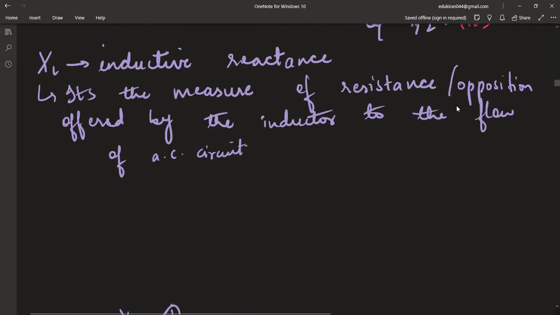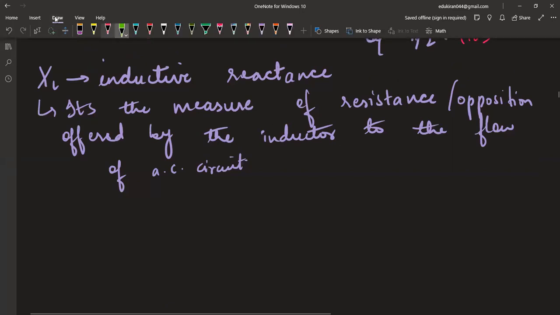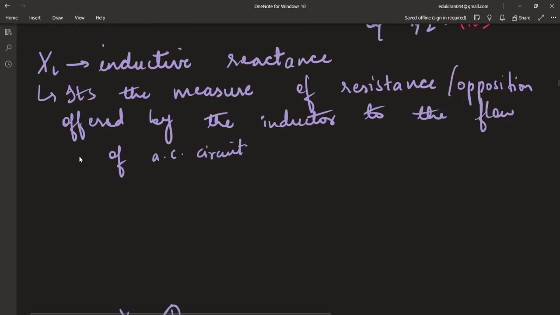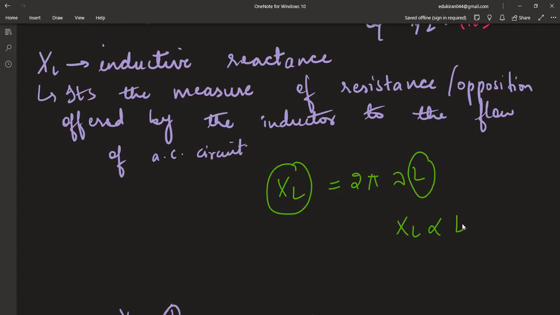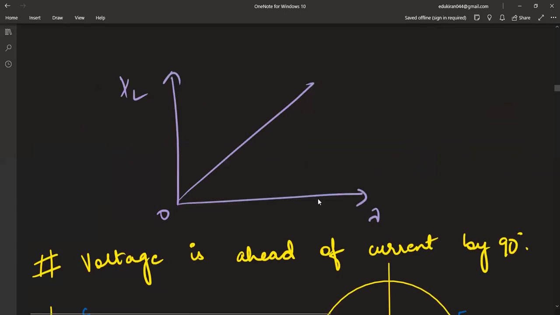And see, inductive reactance is the measure of resistance or opposition offered by the inductor to the flow of AC current. No need to go into the definition. You are already aware of the definition. You know what resistance is? The work of a resistor, the work of resistance, is being done by the inductive reactance in this circuit. And if you look at the formula, XL is equal to 2 pi nu L. XL and L are directly proportional to each other. So if you plot the graph, it will be like this. This is inductive reactance.